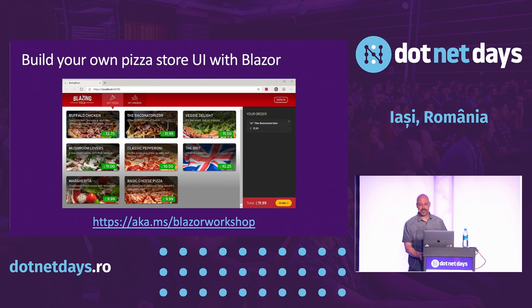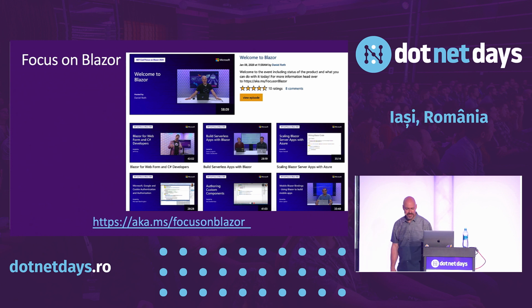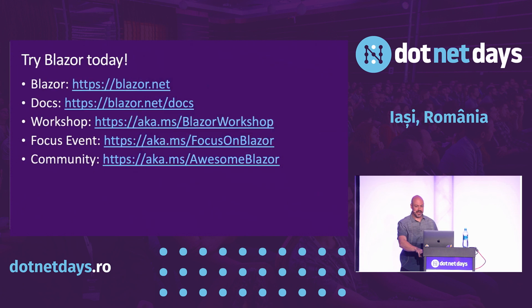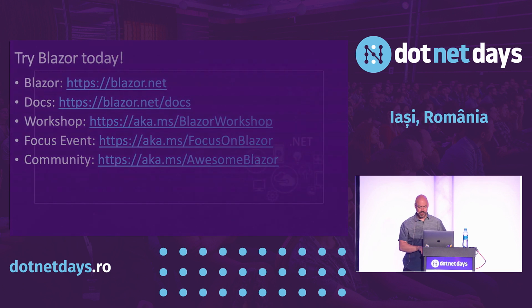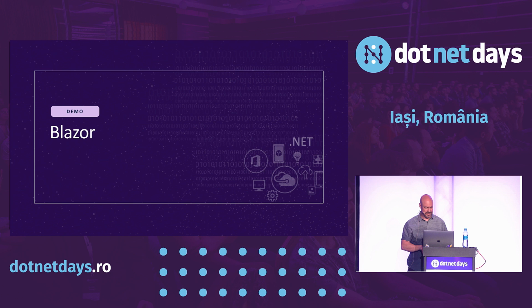Mentioned in the previous session, the Blazing Pizza is a pretty fun workshop where you can build Brit pizzas with crumpets on them. We also recently had a Focus on Blazor event, so this is just from a month ago, and so this is also a great place to find out what's up to date with Blazor. And here's some more links. Again, all these slides, I'll have a link to download the slides at the end. So Blazor.net is kind of the place.